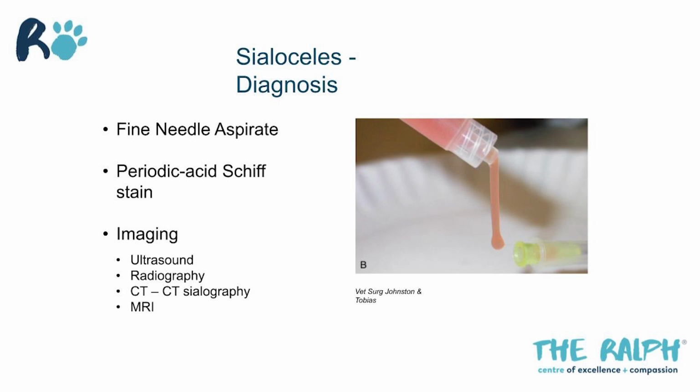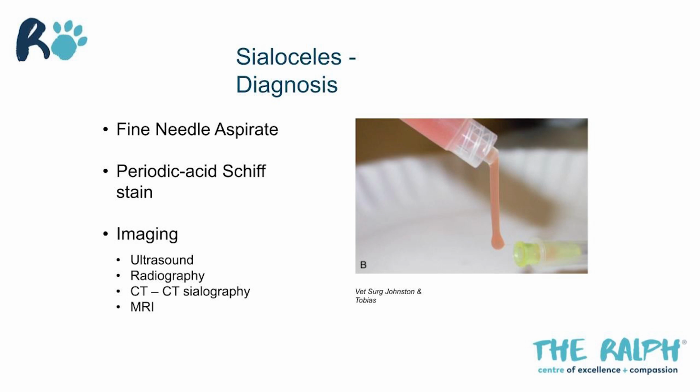And then to confirm the diagnosis, if you aspirate it, you may get a honey-colored fluid. It will be viscous, or it can be blood-tinged if someone else has aspirated it before. On cytology, what you will see is several inflammatory cells. So you may see lymphocytes, neutrophils, and macrophages in a proteinaceous background. You can confirm the diagnosis on cytology by performing a PAS stain.